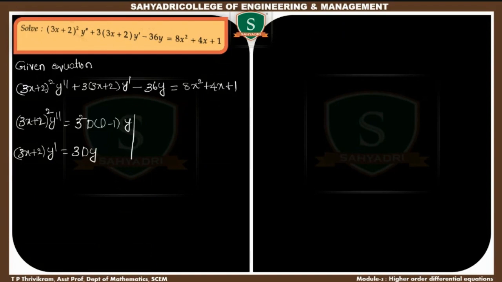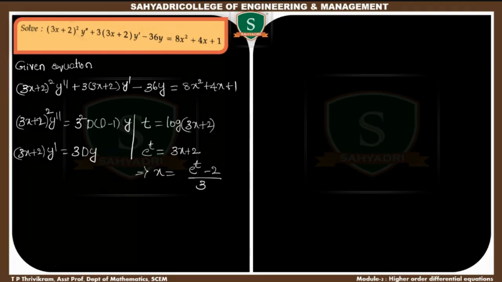Similarly, take t is equal to log of 3x plus 2. Okay. So e power t is equal to 3x plus 2, implies x equal to how much? e power t minus 2 divided by 3. Okay. So in this way, we will get all the substitutions. Now take this as equation 1.